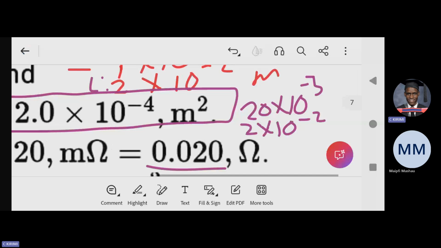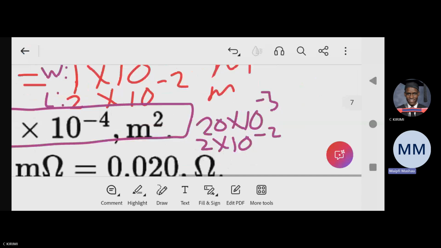So that is the key thing to do. You must convert your units to SI units, which is the standard units. Meters, millimeters, you convert it to meters. Milliohms, you convert them to ohms. That's all. Then from there, it's a matter of just substituting into the formula the magnetic field B.